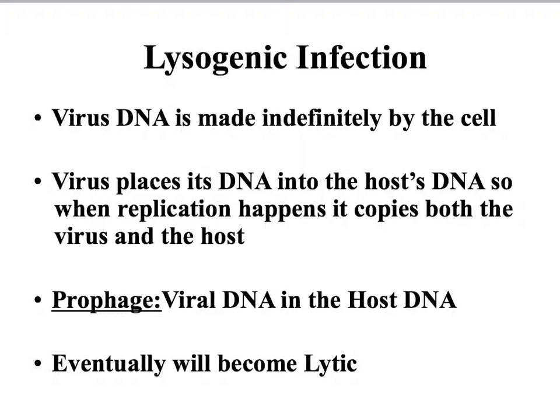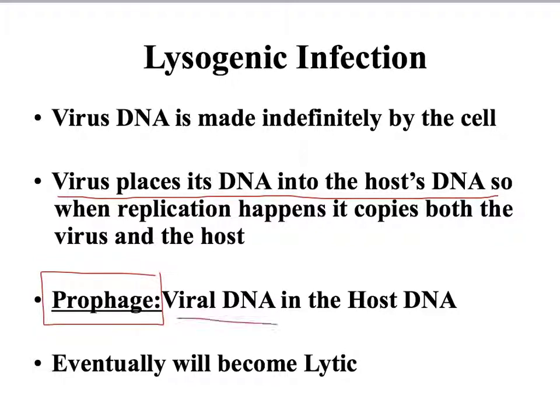The other way that a virus can reproduce is through a lysogenic infection. This is a kind of strange one. The virus will actually insert its DNA into the host's DNA, and then nothing happens. The viral DNA is just hanging out in your DNA, a part of your DNA. We call it a prophage. That's the viral DNA that's a part of your host cells.